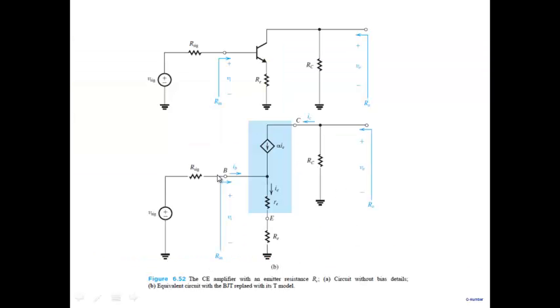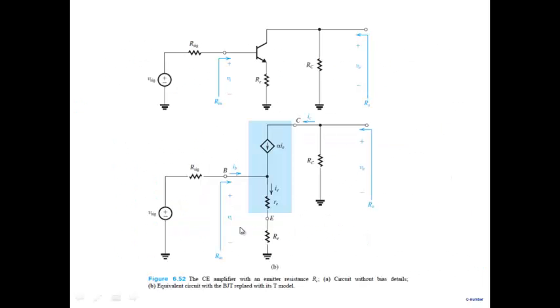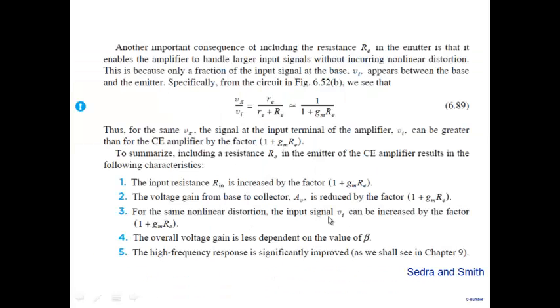For example, if you go and read textbooks, the textbook would write something like this. This is from Sedra and Smith. Note that this particular line is talking about this particular stage, and it says that you can extend the input signal by a factor 1 plus gmRE. What many of the textbooks and discussions are missing, they're saying for the same nonlinear distortion, the input signal Vi can be increased by a factor of 1 plus gmRE.